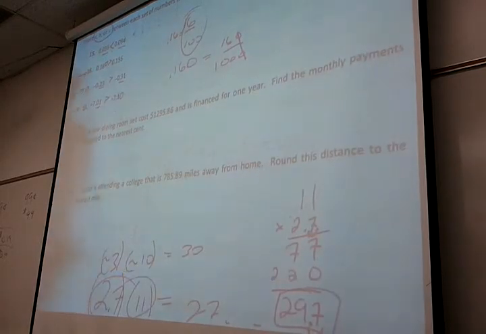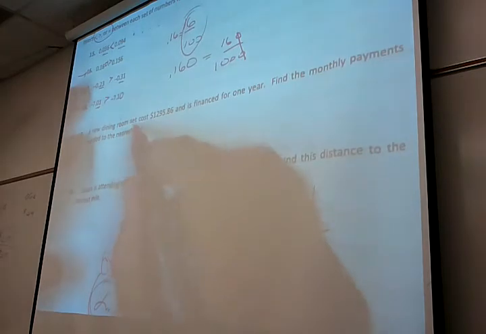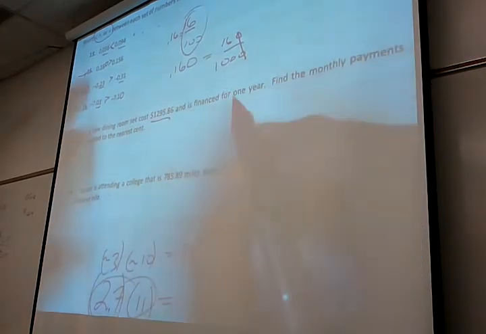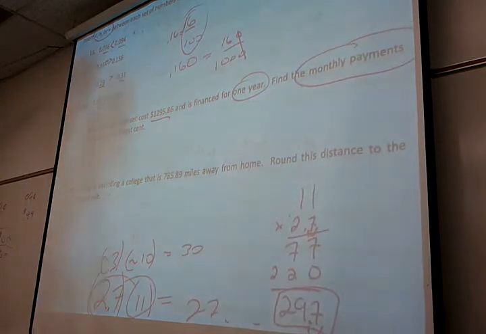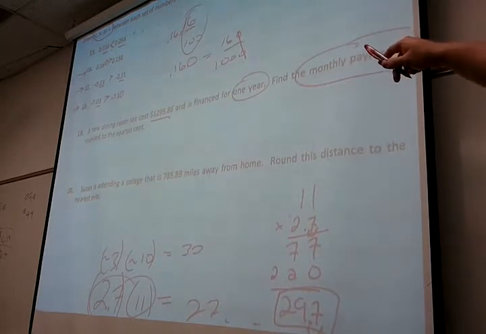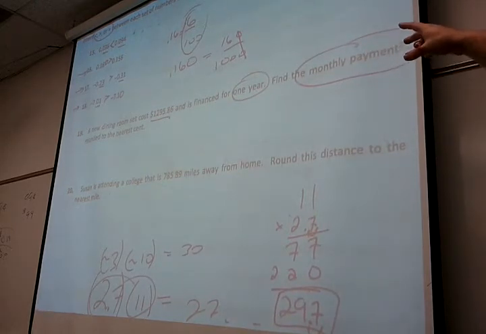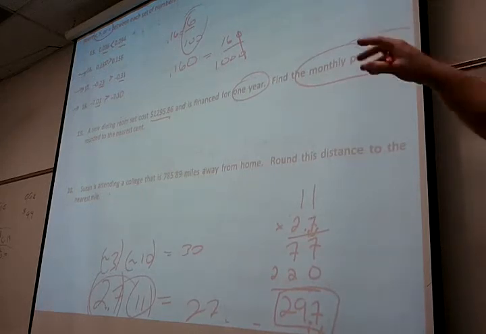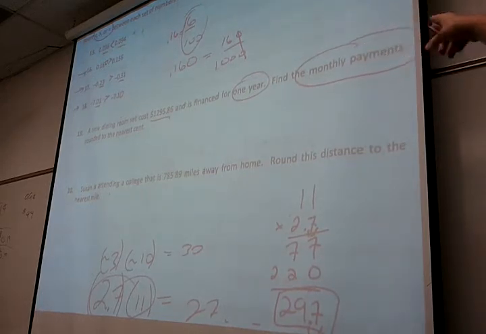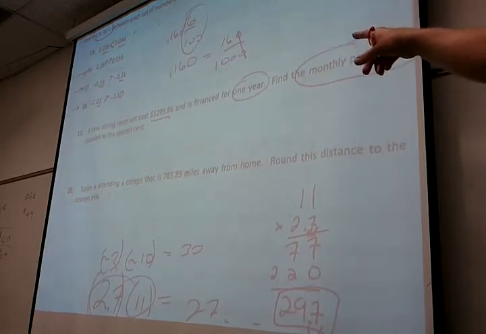All right. Now, how about this one? This is neat. A new dining room set costs $1,295.86. Financed for 1 year. Find the monthly payments rounded to the nearest cent. So if it costs $1,295.86 totally, financed for 1 year, and I'm assuming they're not going to make me pay any interest, which is nice. Find the monthly payments. So, of course, I want to know per month. Right now, that's for 12 months.